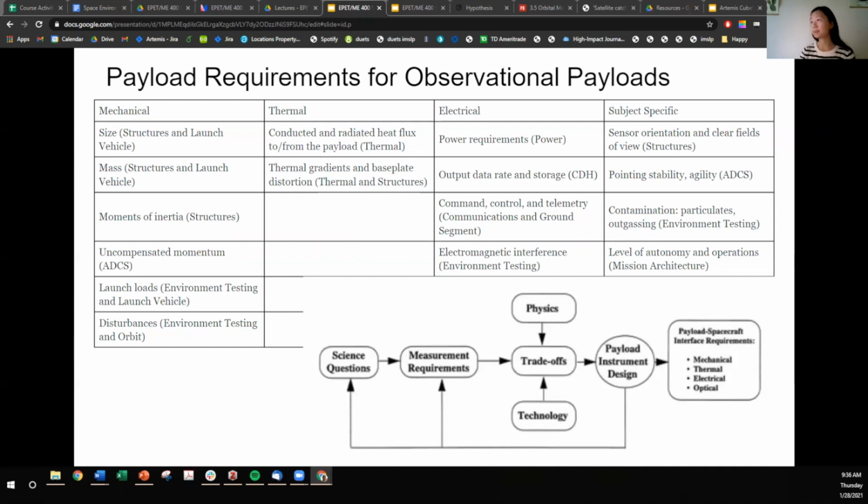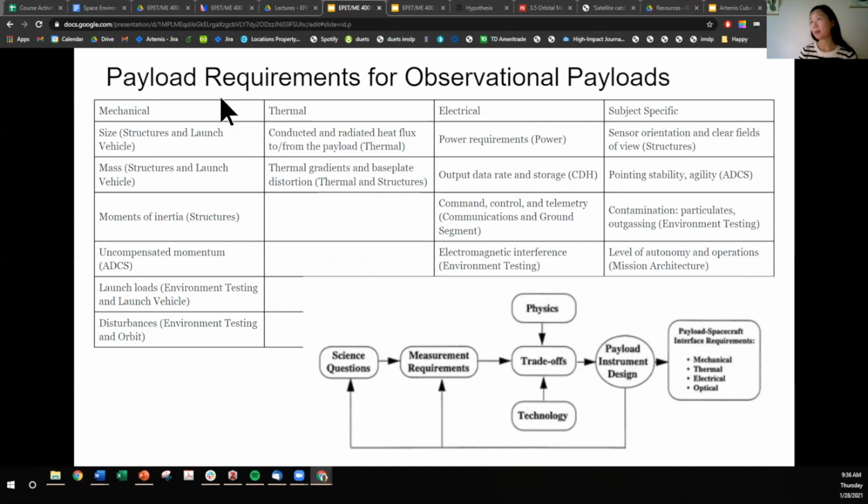So at the end of last class, I wasn't able to finish the payload requirements for observational payloads, but you can refer to this as just a generic baseline of the different factors that you have to consider when you're writing your subsystem requirements. So they come in general, mechanical, thermal, electrical, and subject-specific requirements.